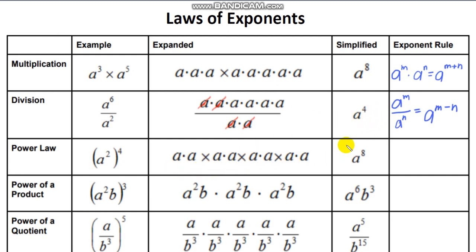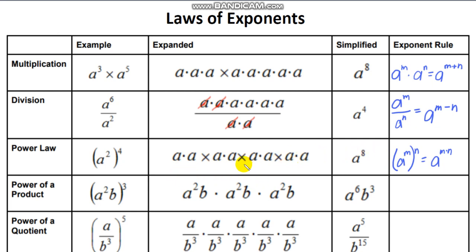Okay? The power rule. If you have a squared raised to the 4th power, this is just a times a times a times a times a times a times a times a. Our result is a raised to the 8th power. In other words, if you're left with something like this, you multiply the exponents together. So the notation for this would be a raised to the m power, raised to the n, and essentially you multiply the exponents.